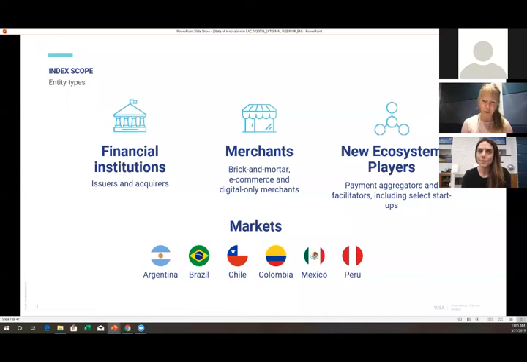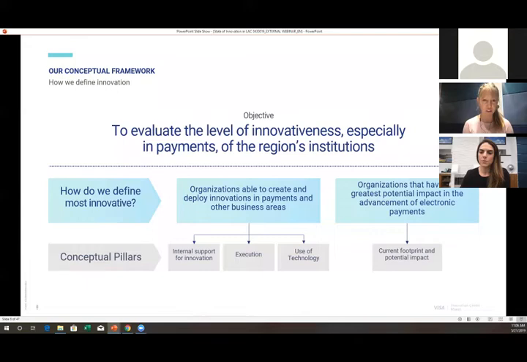And today, we will walk you through the methodology we used to conduct this study and some of the high-level results. So to kick us off, so that you understand a little bit about how we conducted the study and how we went about evaluating innovation in Latin America. We conducted this study throughout 2018 with 85 organizations across Latin America in the markets you see here on the slide. We spoke with financial institutions, merchants of all different kinds, and also new ecosystem players, kind of a catch-all category that includes payment aggregators, facilitators, non-traditional competitors in the payments industry, including new fintechs. So we had a very diverse set of participants to inform our research.